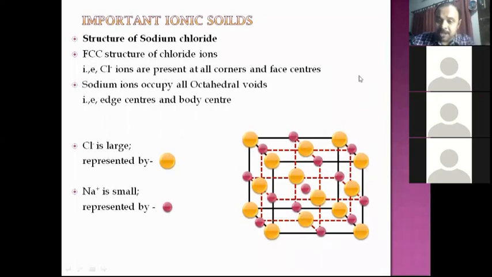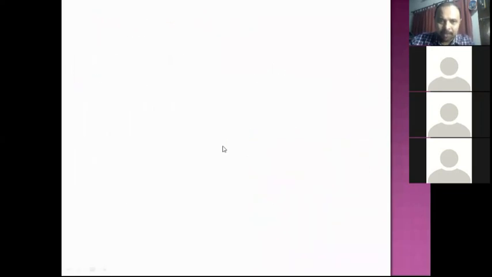13 Na plus. Where is exactly 13 Na plus? How is that 13? 12 plus 1. So 12 at the edge centers, 1 at the body center. It is 12 plus 1. Okay. So very good. So I think you have understood this one. We'll proceed. We'll see some of the related calculations for NaCl structure.